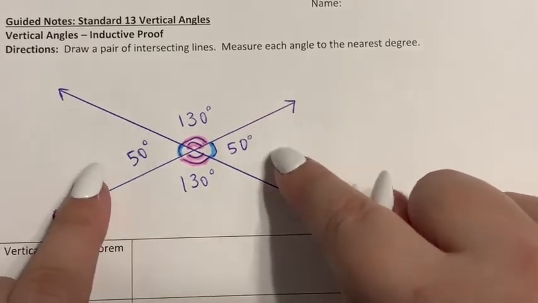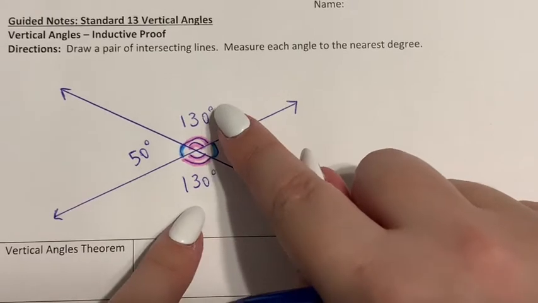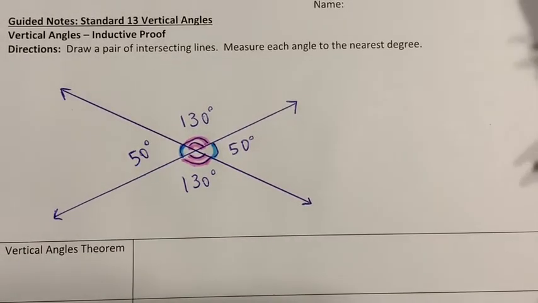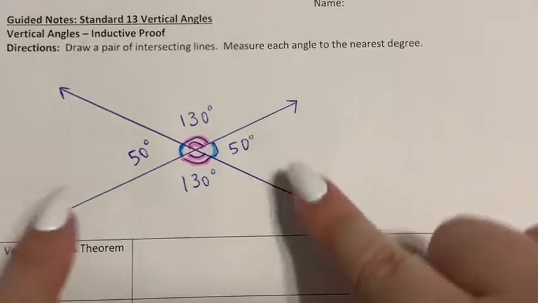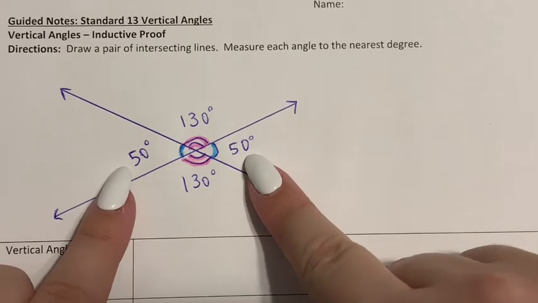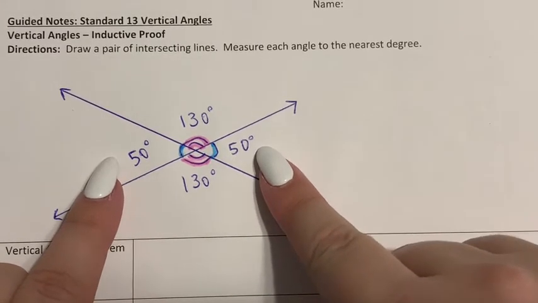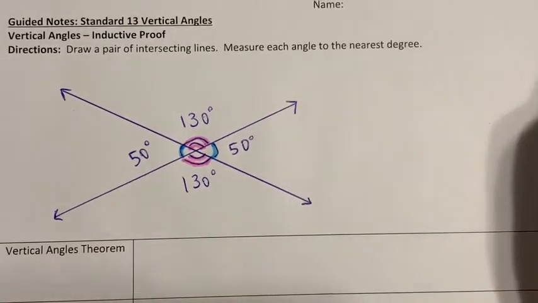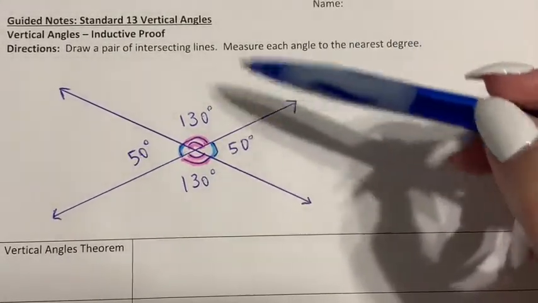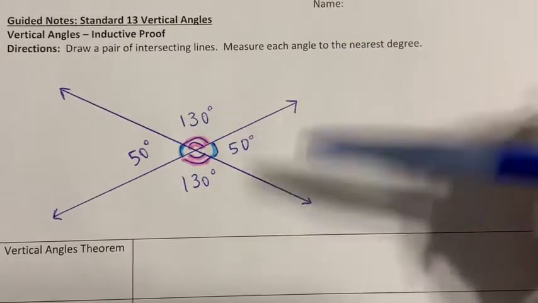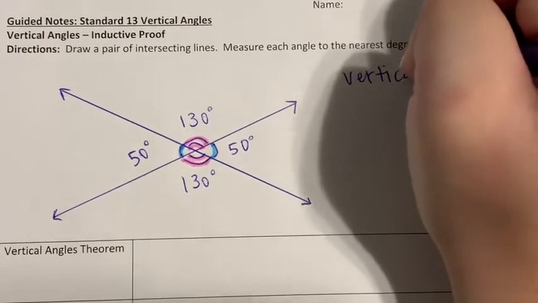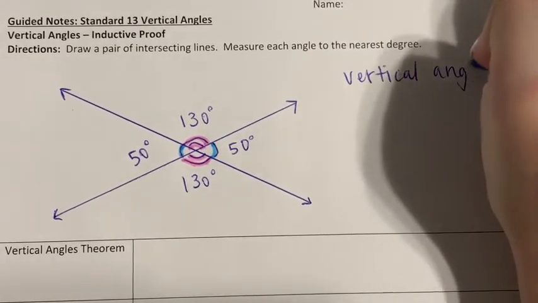You should have noticed that the angles that were opposite or across from each other had the same angle measure. The reason that happens is because those are vertical angles. My 2 angles that were 50 degrees are vertical angles, and my 2 angles that were 130 degrees are vertical angles. Because we drew our pair of intersecting lines and measured them, now we can use observation to note some things that must be true about vertical angles.